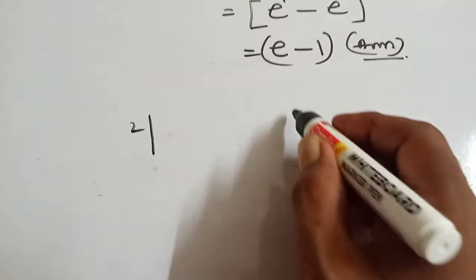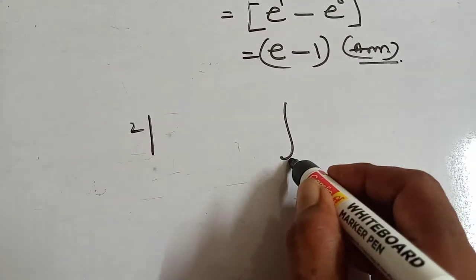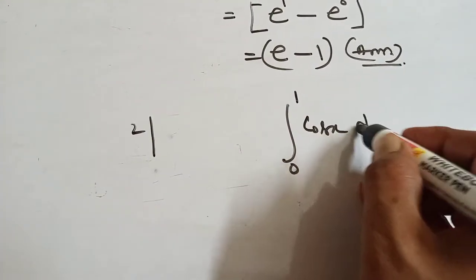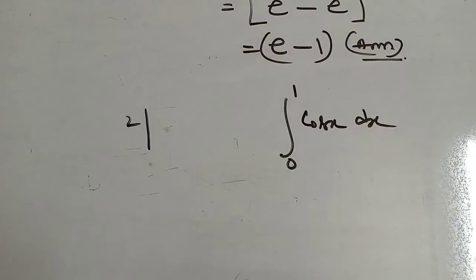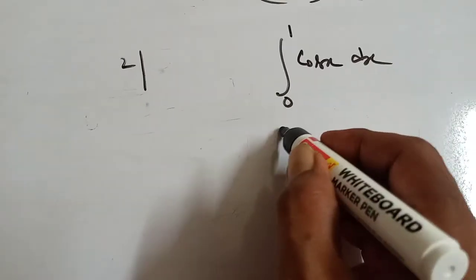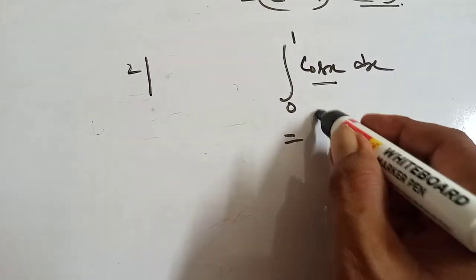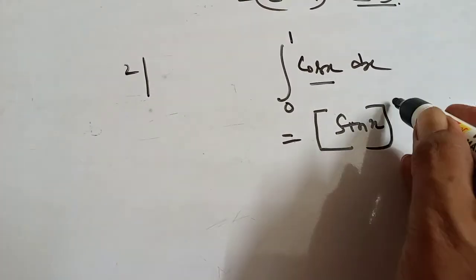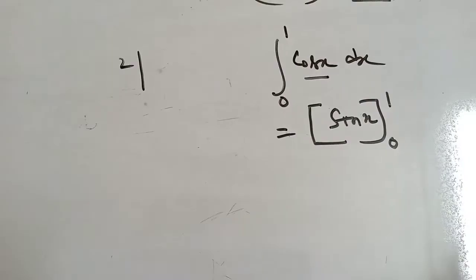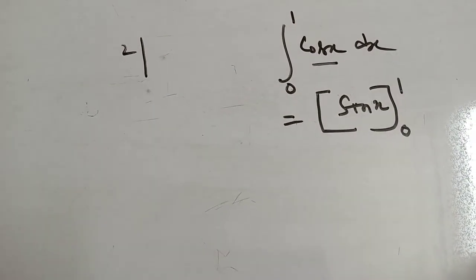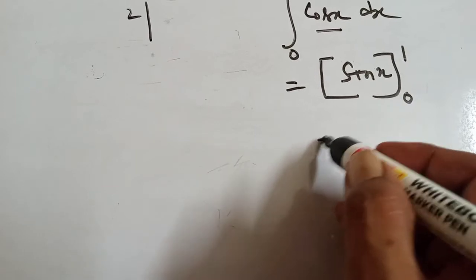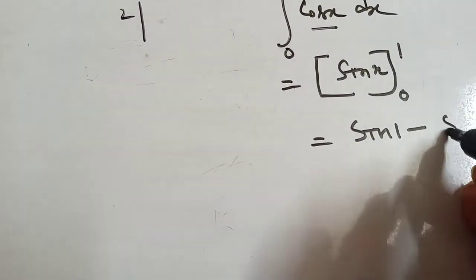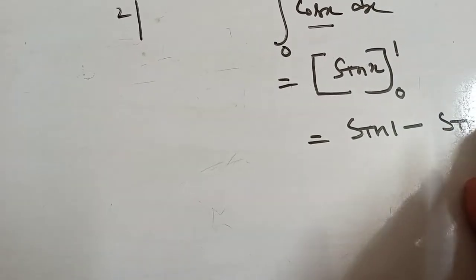Suppose integration from 0 to 1 of cos x dx. This is also the same case. At first do the integration of cos x. The integration of cos x is sin x, with limits 1 and 0. Now upper limit minus lower limit. That means sin 1 minus sin 0.